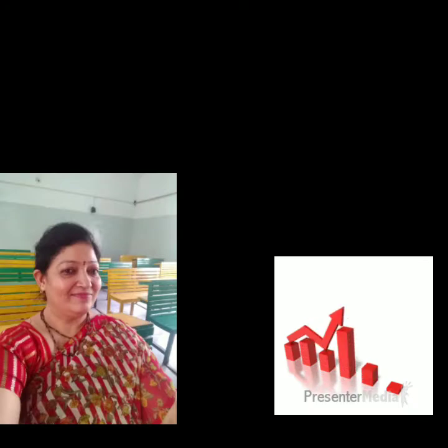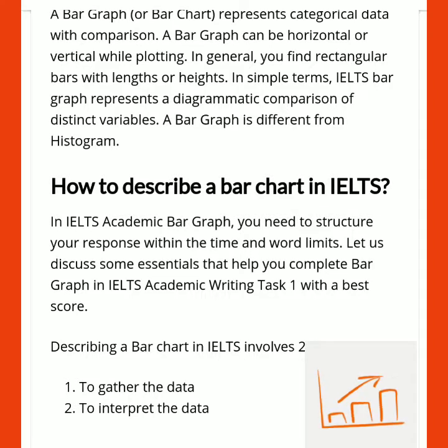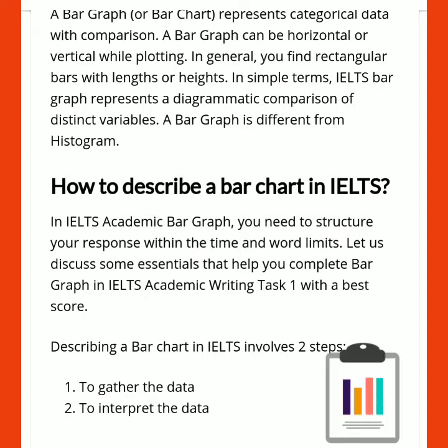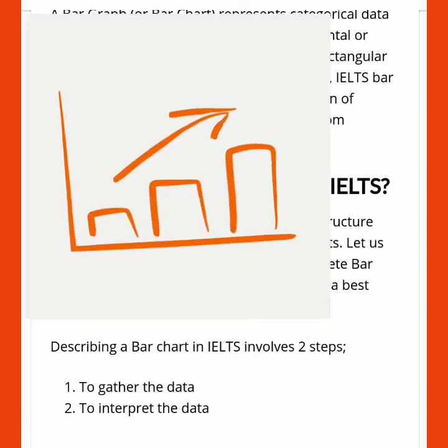Hello students, we are here with an analytical paragraph in front of you in the form of a bar graph. It is the first time that you are going to do a bar chart. A bar chart represents categorical data with comparison. A bar graph can be horizontal or vertical while plotting. In general, you find rectangular bars with lengths or heights. In simple terms, IELTS bar graph represents a diagrammatic comparison of distinct variables.